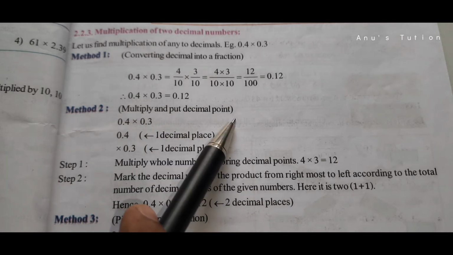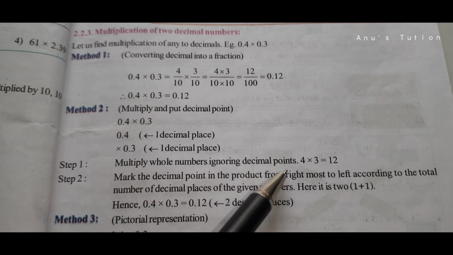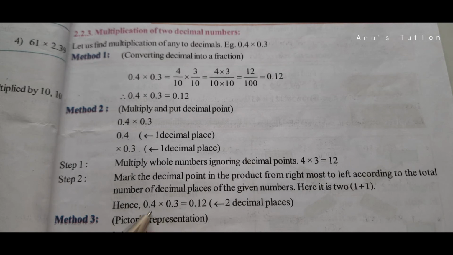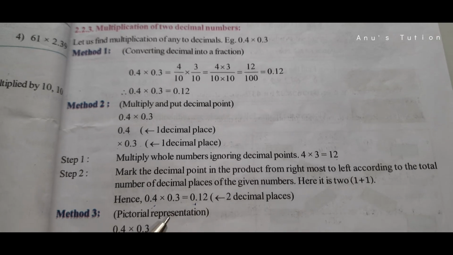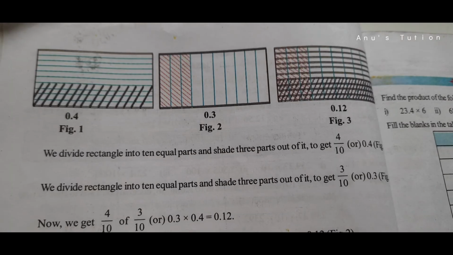Next method 2 is there. Multiply and put decimal point. Okay, 0.4 into 0.3, we will get 12. Next, here two numbers are there to the right side of the decimal point, so we will put the decimal point before two numbers. Next, pictorial representation, 0.4 into 0.3.